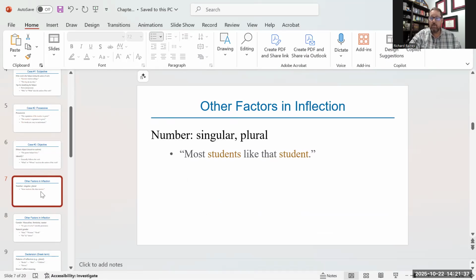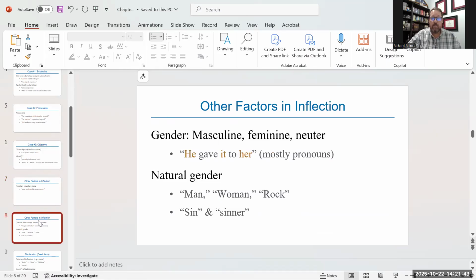You have number, which is singular or plural, right? Student or students. It's pretty simple. We don't have gender in English as much. You do have it in Spanish. You have it in German, most other languages. You have masculine, feminine, and neuter. Now, I'm just going to warn you that masculine, feminine, and neuter does not always refer to male or female or non-human. Generally speaking, it's going to follow those rules, but it doesn't always.